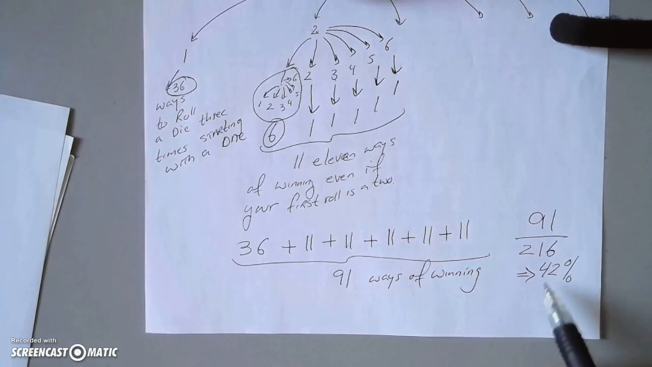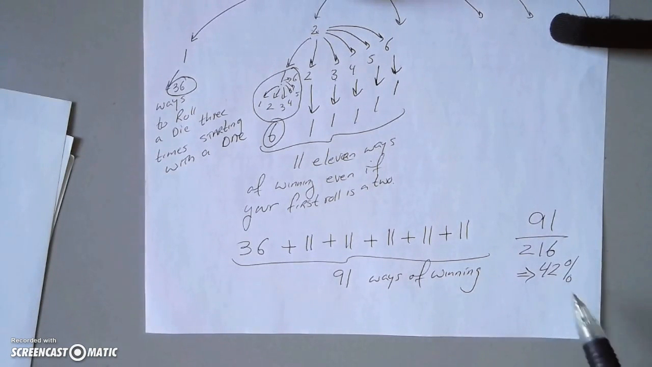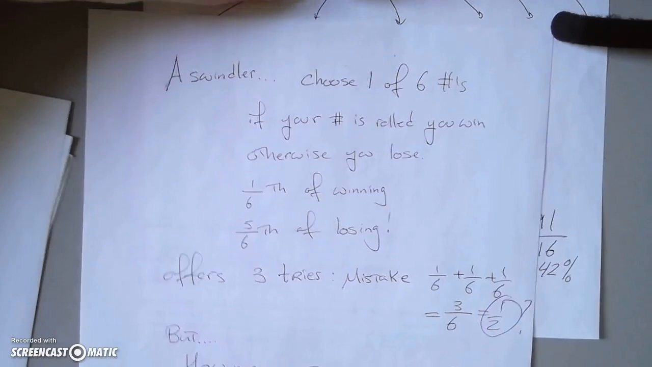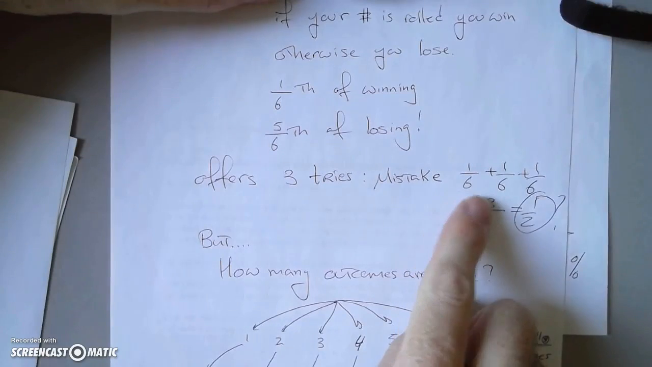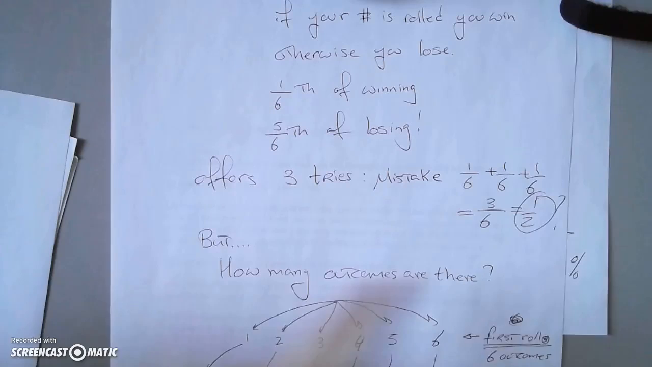What makes this game tricky is that 42% is only a little bit less than 50%. Remember the mistake earlier. The mistake is to add the probabilities to get half. Half is a fair game. 42% of 216 outcomes is hard to wrap your head around. And it's actually hard to do with an experiment.